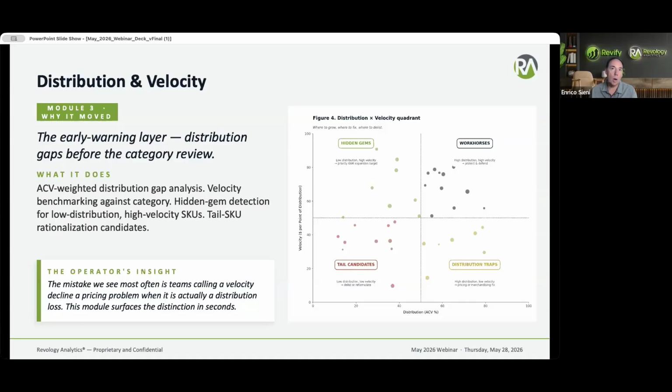And here's the mistake that we see most often with this analysis. A team may watch velocity decline and call it a pricing problem when it's really a distribution loss. And those need completely different fixes. So this module separates the two in seconds. And you can see on the quadrant, what are your workhorses, your hidden gems, your tail candidates, and distribution gaps. And of course, you can filter these to your own desire so that you can look at different parts of the organization and different type of products and retailers.